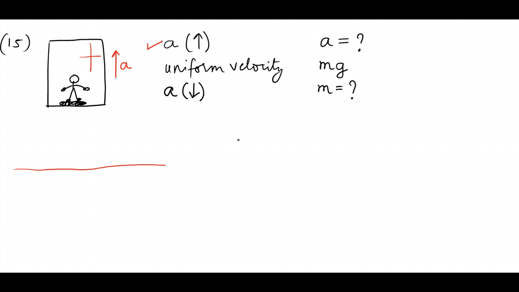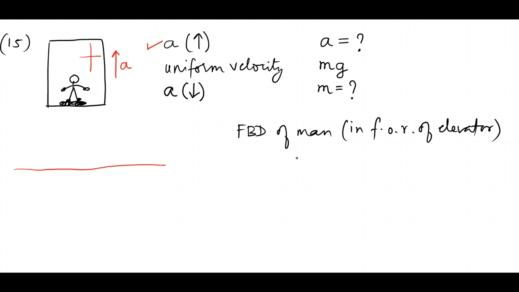Now we will solve the problem in the reference frame of the elevator, although in this particular problem it is equally easy to solve it in the reference frame of the ground. So I begin by drawing the FBD of the man, but this FBD, one must remember, is in the frame of reference of the elevator. So let's see, the man is over here like that, and the forces acting on the man.